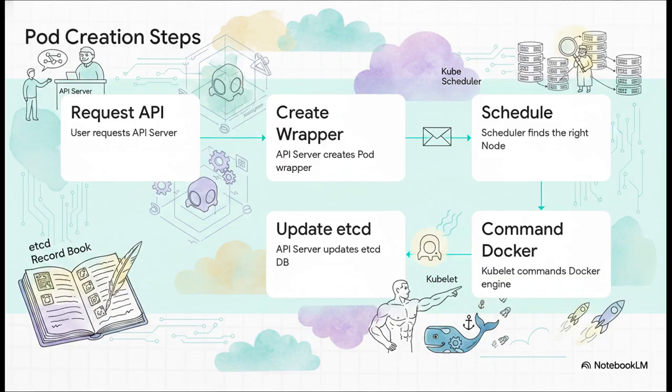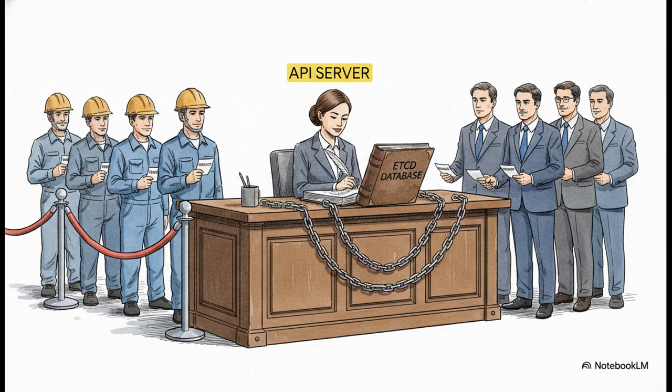Boom, done. Now, one thing to remember here. To keep things secure and orderly, only our front desk receptionist, the API server, is allowed to write in that etcd company record book. No other component, whether it's a worker on the floor or another manager, can access the etcd database directly. Every single thing must funnel through the API server. This strict hierarchy ensures our factory's data is never corrupted or out of sync. Actually, this is exactly how massive enterprise applications prevent chaotic data collisions when millions of users are making requests all at once.